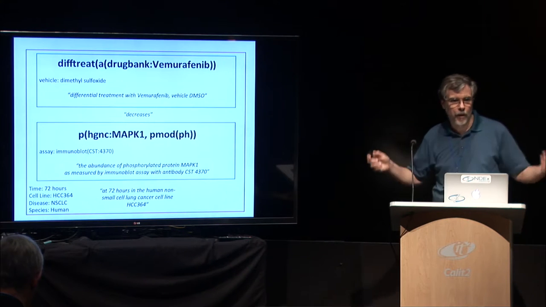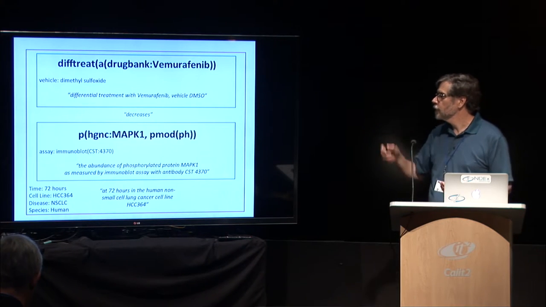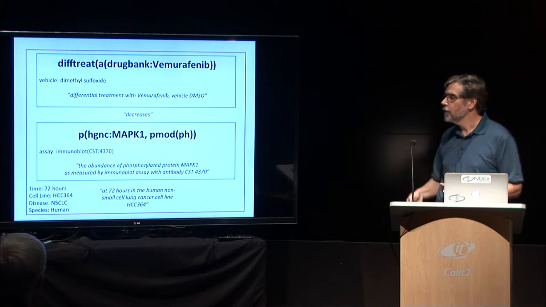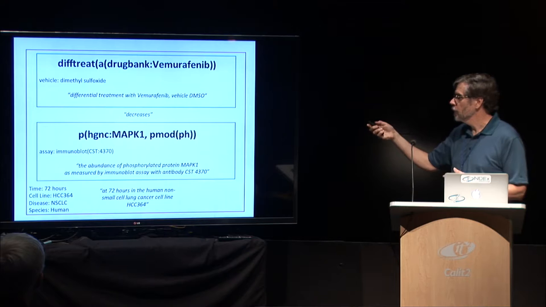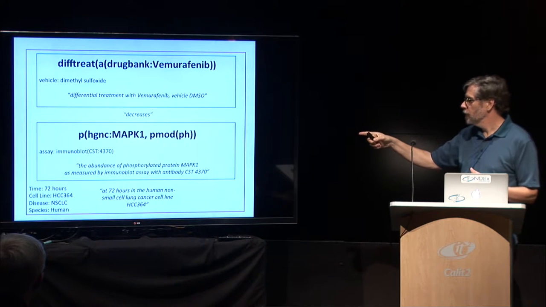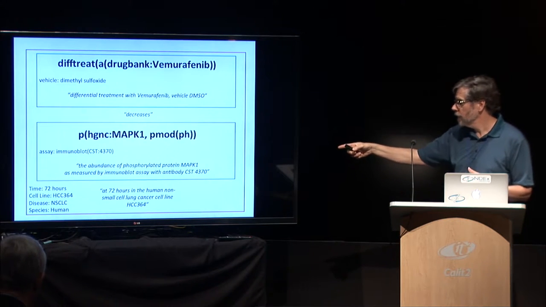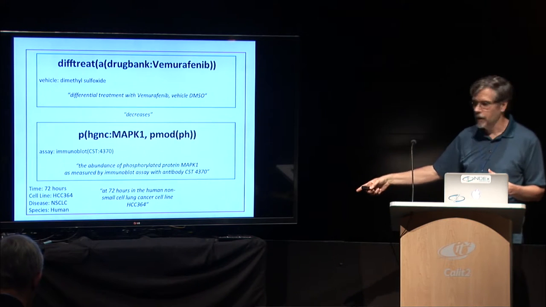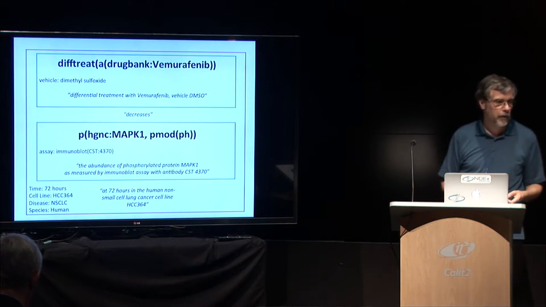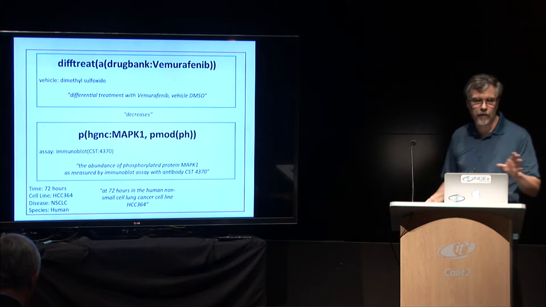So here's an experiment. I don't claim this is right. I just wanted something evocative that would say what I was thinking about. So differential treatment. The abundance of vemurafenib, I can never say that. Vehicle is dimethyl sulfoxide. So differential treatment with vemurafenib, vehicle DMSO, decreases the phosphorylated MAPK1. Okay, not determined which phospho, but what I want to record there is it was done with an immunoblot assay, and it used antibody CST4370. I pulled this out of a paper I found. I just quickly searched for something that was close to my example and then rejiggered this. Okay, is that enough? Well, I think we also need time.